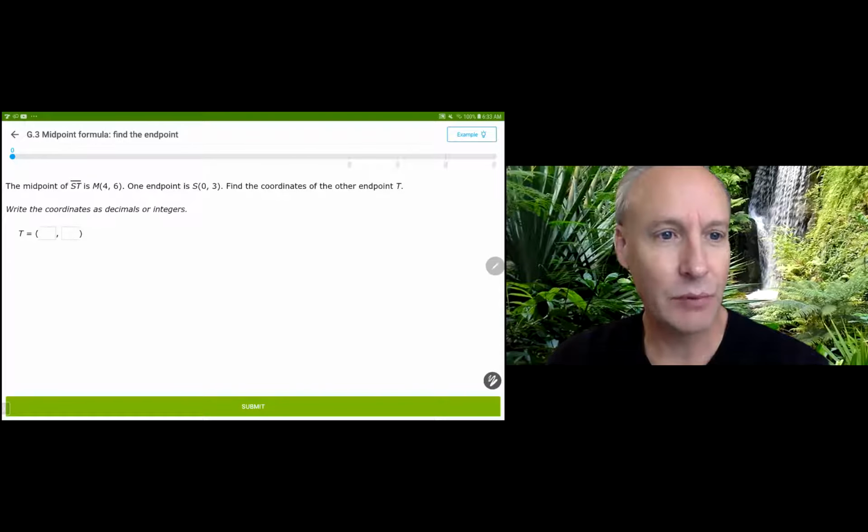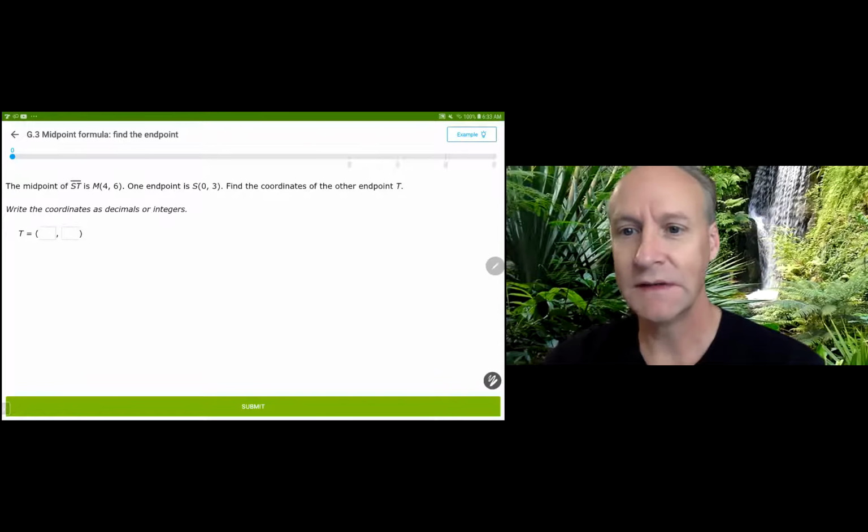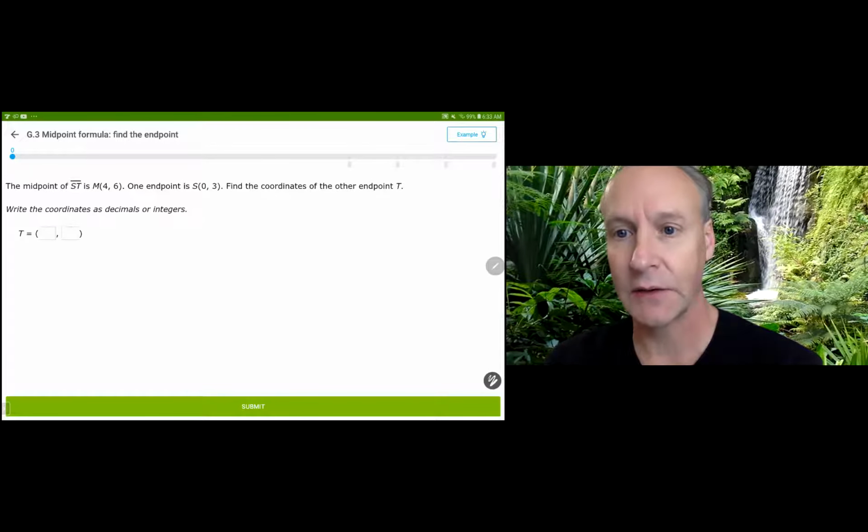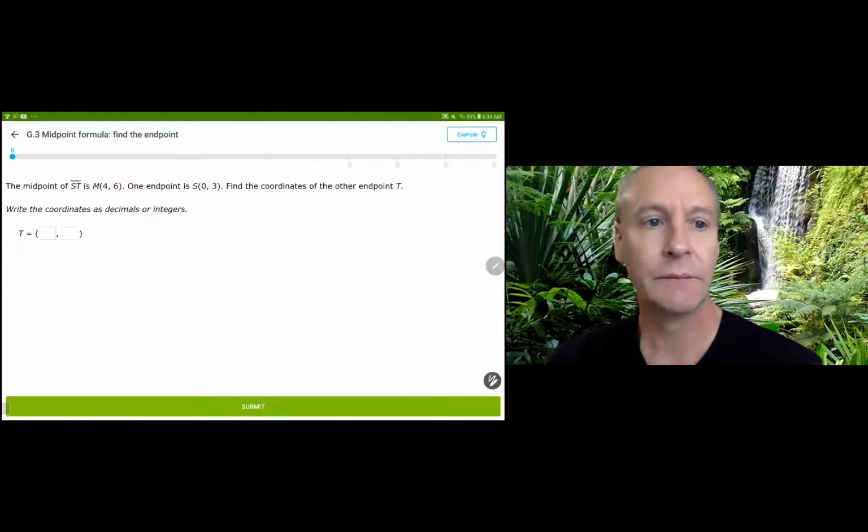Okay, so the midpoint of ST is 4, 6, and one endpoint is 0, 3. Find the coordinates of the other point T. Now, what I tell my students is that the best thing to do every time you have a problem is, if possible, make a diagram. A diagram in this case would probably be helpful, and you would be able to visualize and see if your point was in the right place. You would also be able to write your formula, then substitute, simplify, and solve.